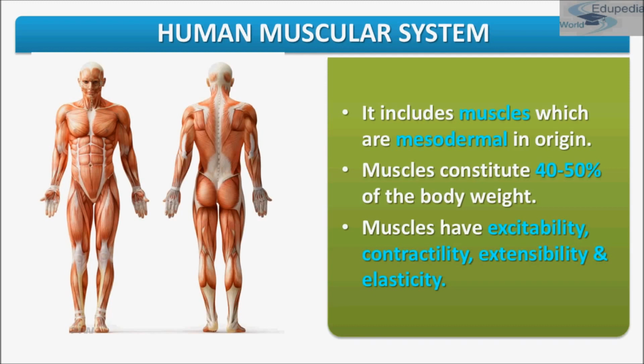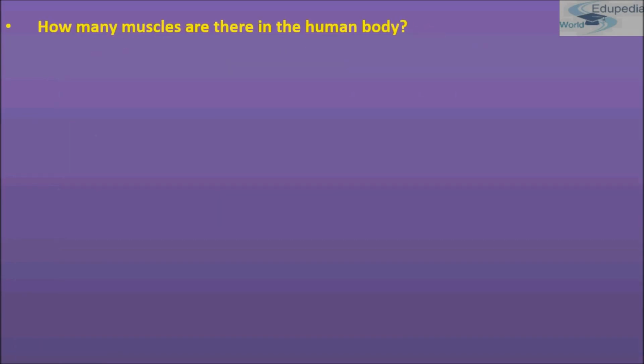Muscles have been classified using different criteria, namely location, appearance, and nature of regulation of their activities. Based on their location, three types of muscles are found. And which are those? First is your skeletal muscle, and second is your visceral muscle, and third is your cardiac muscle.